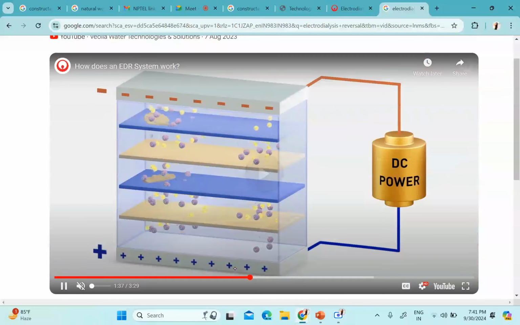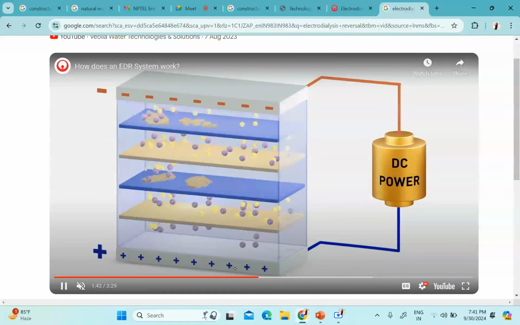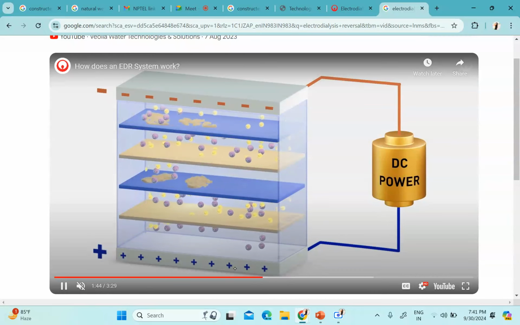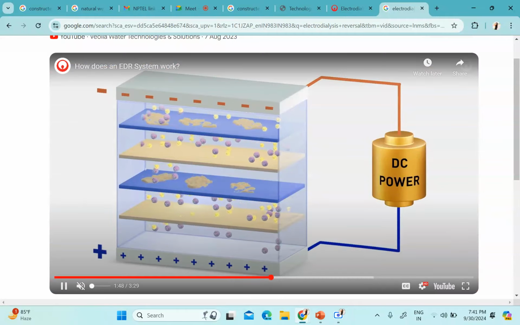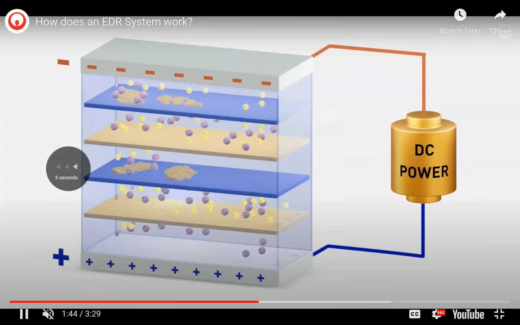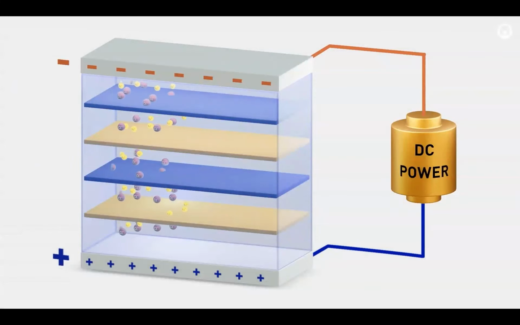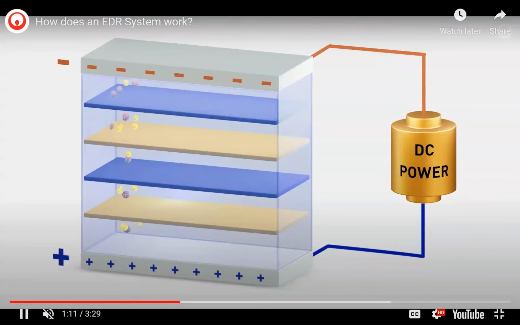See here, this particular blue colored surface. See here, it is passing. It is passing means it is anion. Here Cl minus is passing. So that means, okay, the half process of electrodialysis and electrodialysis reversal is also explained in the particular video.